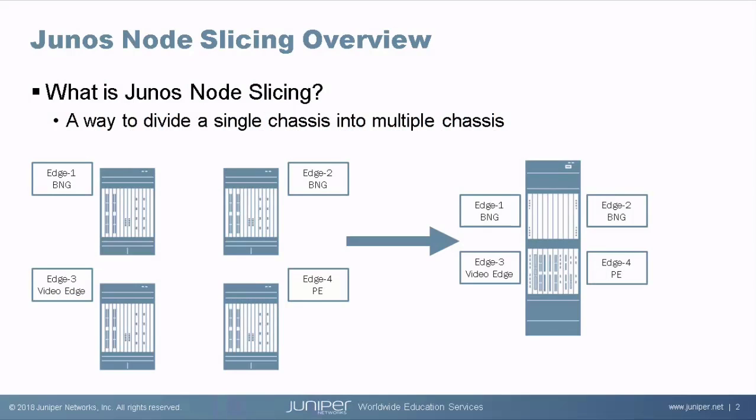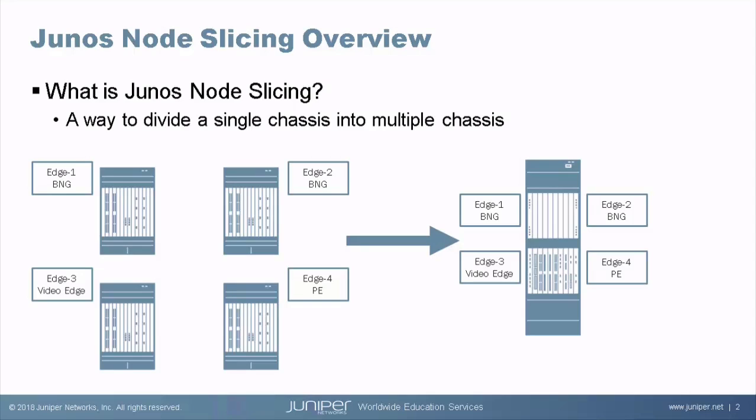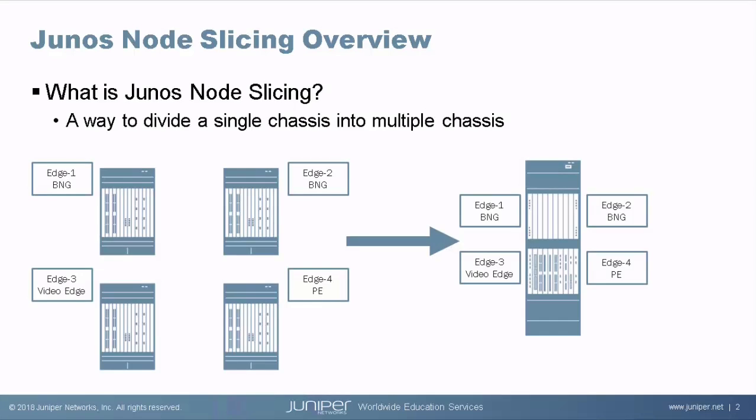Alright, so you might ask yourself, what is Junos Node Slicing? Well, it's a way to take a single chassis, right now it's an MX chassis, and split it into multiple different chassis or devices. In the example on the slide, we have 4 different devices. Now we can take those 4 different devices and combine that functionality.